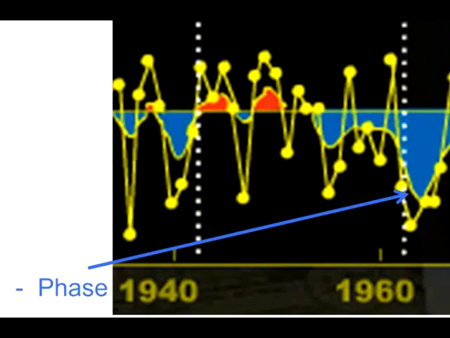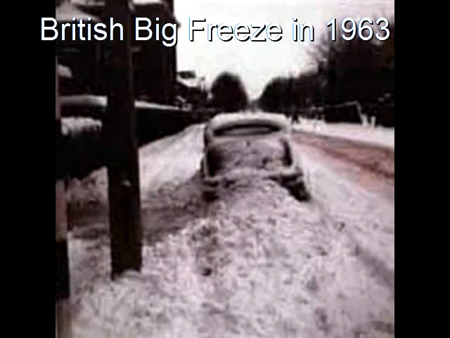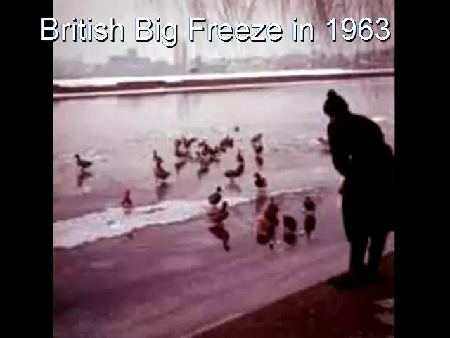Another strong and persistent negative NAO phase in the early 1960s caused the coldest winter of the 20th century in Great Britain in 1963 during the British Big Freeze, a remarkable event for the British because the Thames River froze over.